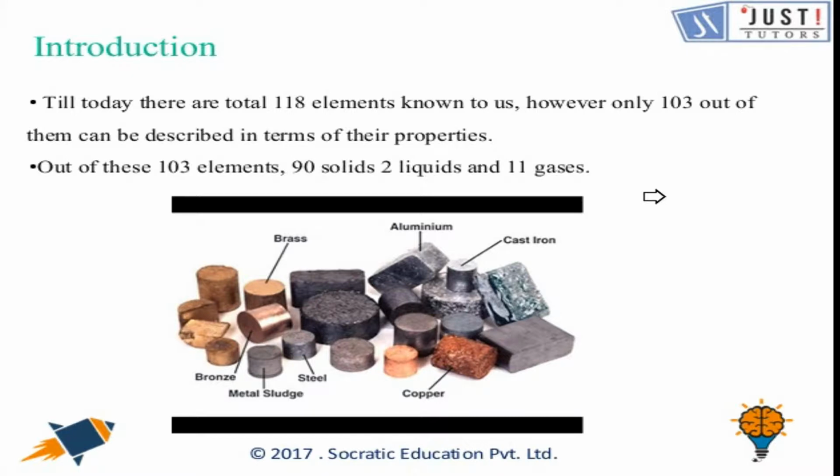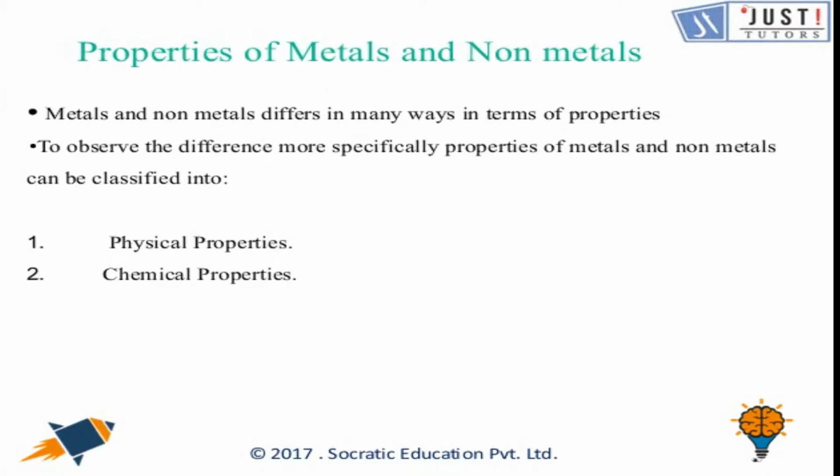The first metal that was discovered was gold, in 6000 BC, and then all other metals got discovered. It was silver, tin, lead, iron, and so on. So moving ahead, next we have the properties of metals and non-metals that we are going to learn about.